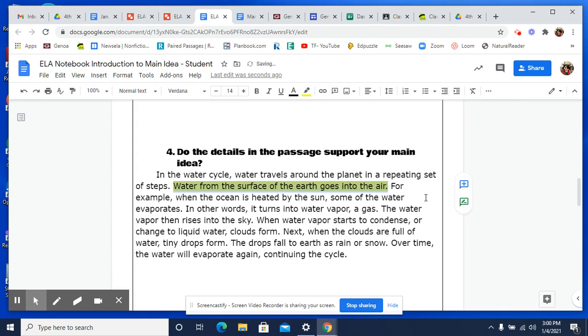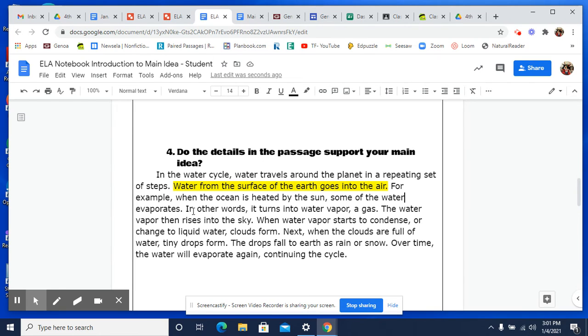Highlight it because that is definitely... Okay, now then they give an example. For example, when the ocean is heated by the sun, some of the water evaporates. You can put that. That is definitely a detail that would support it. Okay. I think you're going to find out that when we get through, we could actually put all of them. All of the sentences would support it.